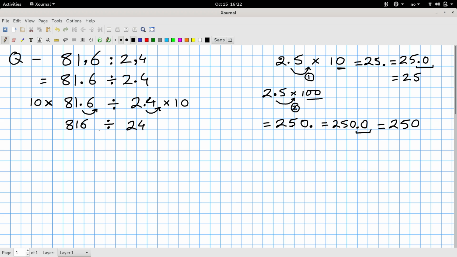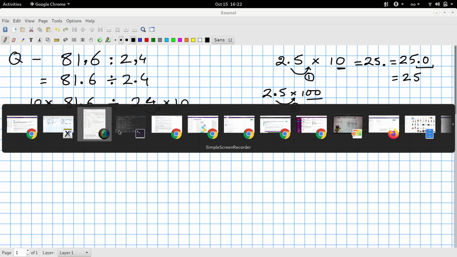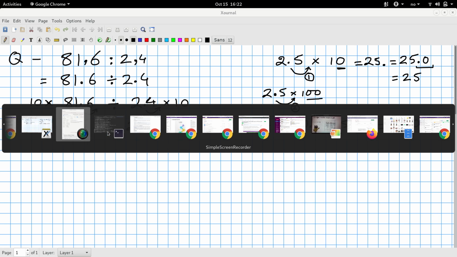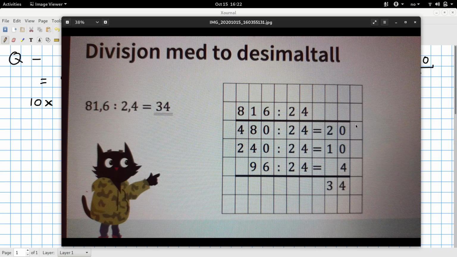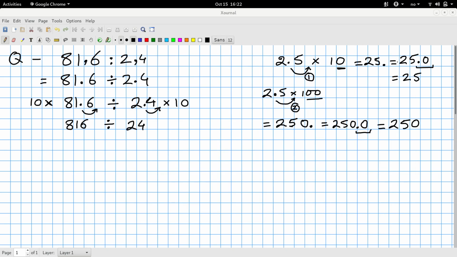Now you have 816 divided by 24, and I'm not going to show you this example. This one. So we are not going to do it like this. We are going to do it an easier way. So now we have 816 divided by 24.